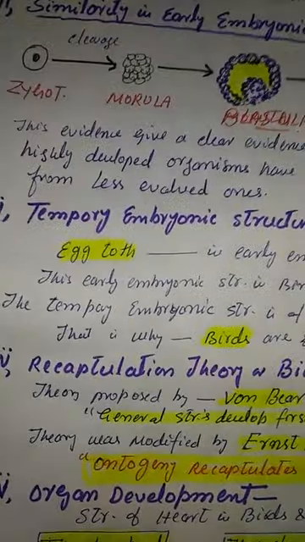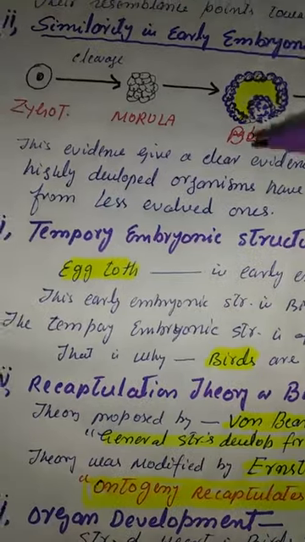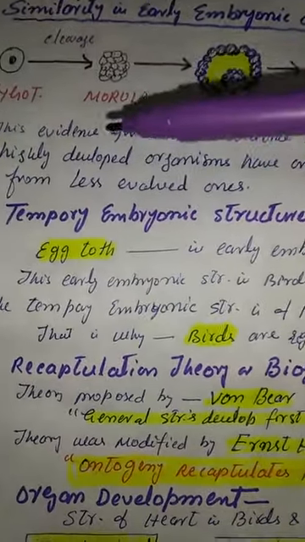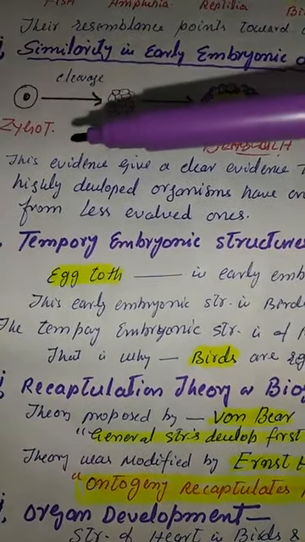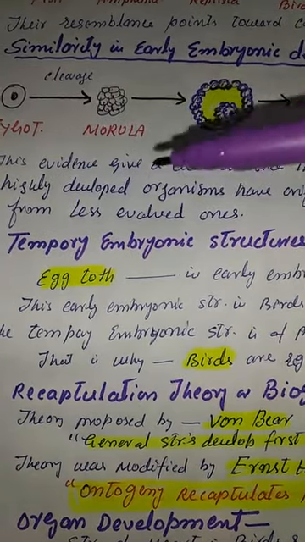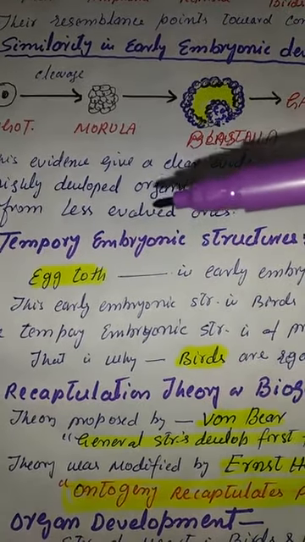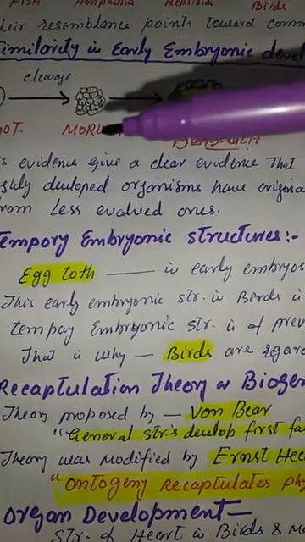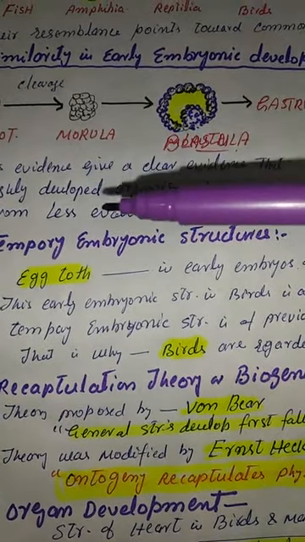Now, the third important embryological evidence of evolution is the temporary embryonic structures. For example, the presence of egg tooth in case of birds. In birds, teeth are normally absent, but in their embryo, there is a tooth-like structure which is known as egg tooth, which gets lost before they hatch. Thus, bird embryo have a reptilian structure that is found in the embryo of birds.